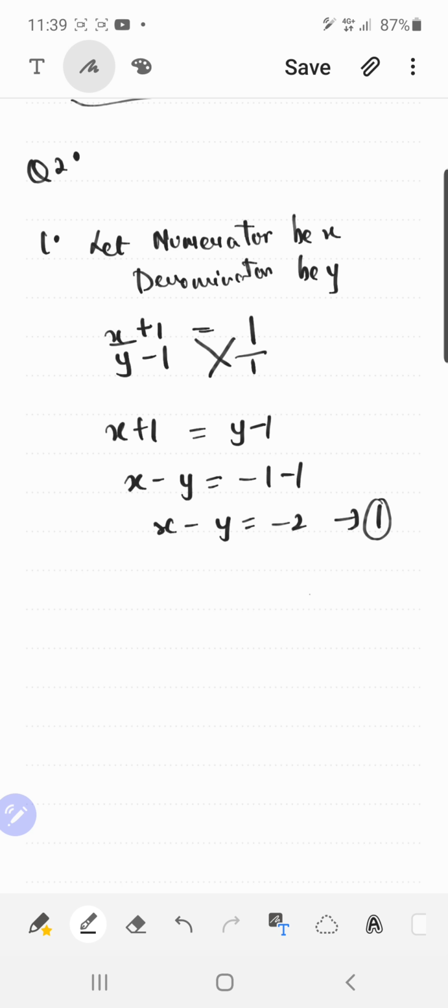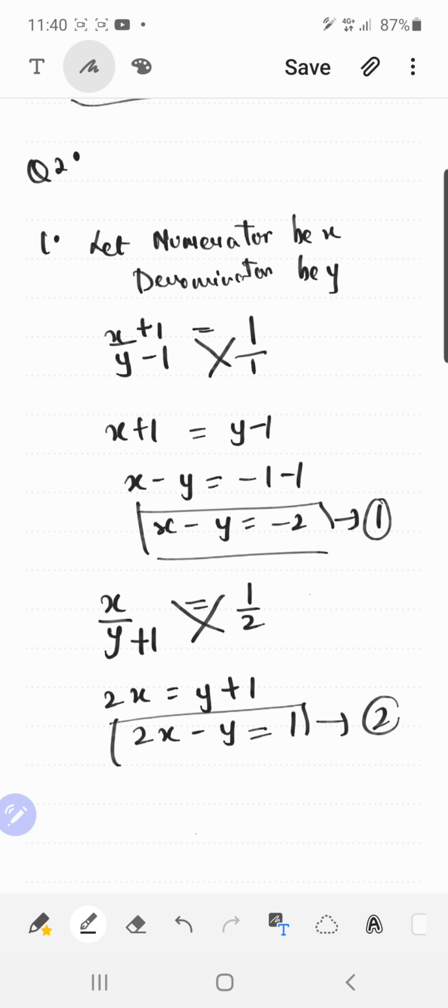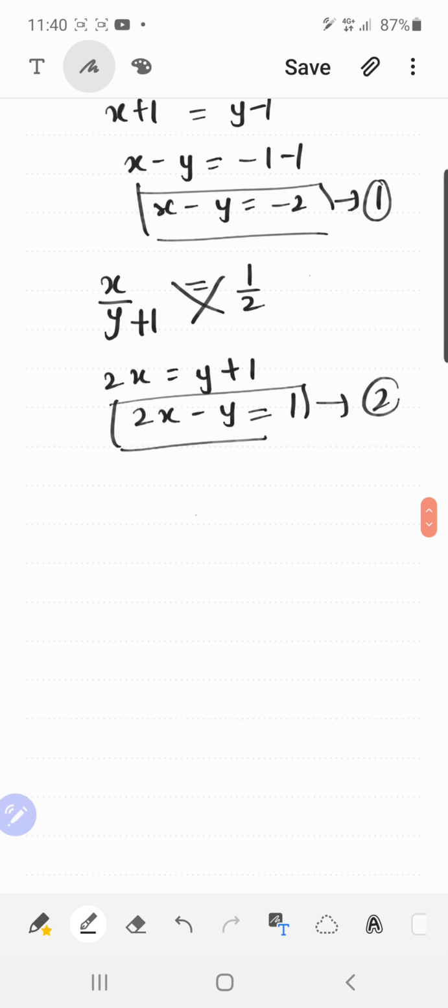And next it says it becomes 1 upon 2 if we only add 1 to the denominator. So my fraction was x upon y. If I just add 1 to the denominator, my fraction will become 1 upon 2. Again I'll cross multiply. So that will be something like this. And that's your equation 2. Once you got 2 equations, my dear kids, the problem becomes very, very easy. Why is it easy? Because you have to just use your elimination method and solve the problem.